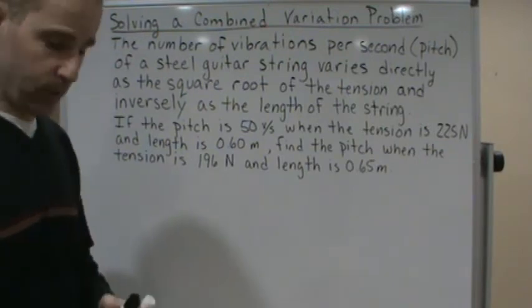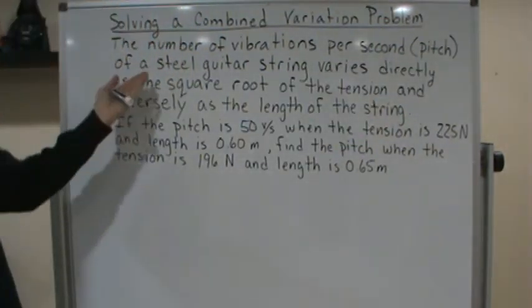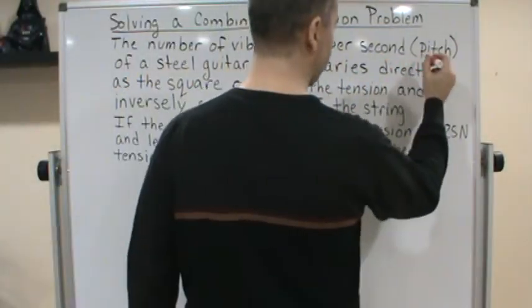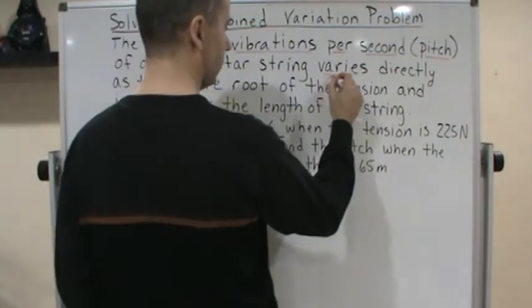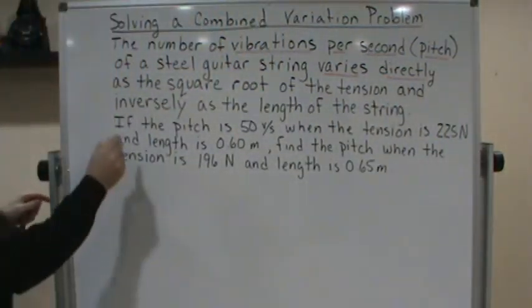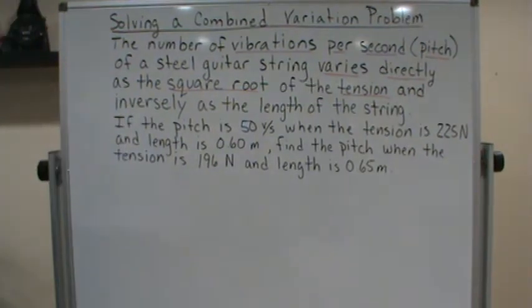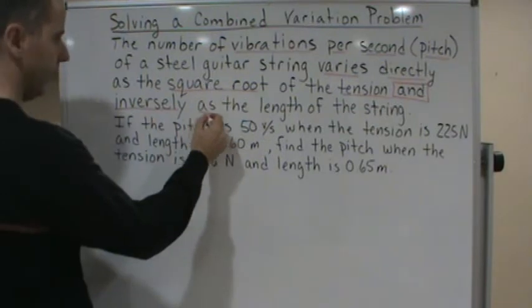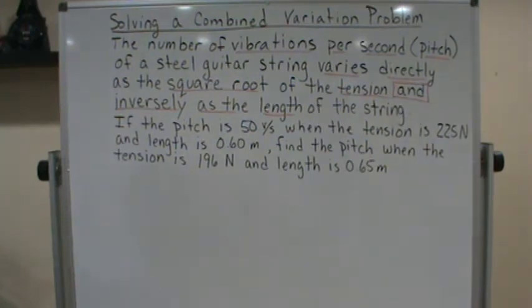Again, let's read the problem carefully so we understand what's going on. It says the number of vibrations per second, the pitch, of a steel guitar string varies directly as the square root of the tension in the string, and it varies inversely as the length of the string. Okay? So there are 2 things going on.